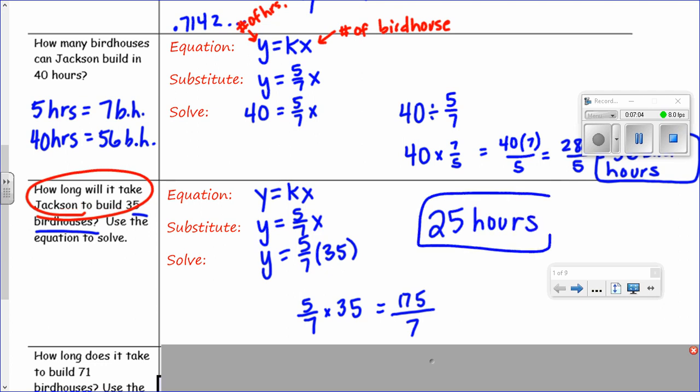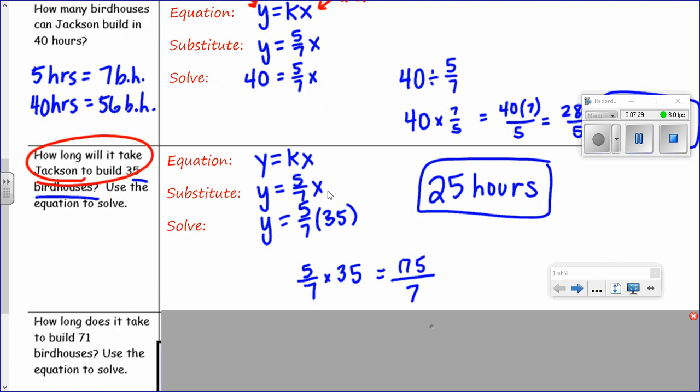Now it does make sense because in our original equation, 5 hours built 7 birdhouses. So 25 hours builds 35 birdhouses. This is just proving that the equation works. Again, that could have worked out nicely had we made a proportion, but it won't always work out nicely. And we prove here that this constant of proportionality k, we got that to be 5/7, that will work.